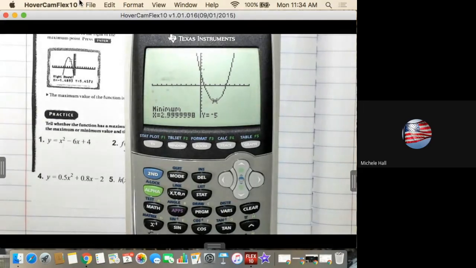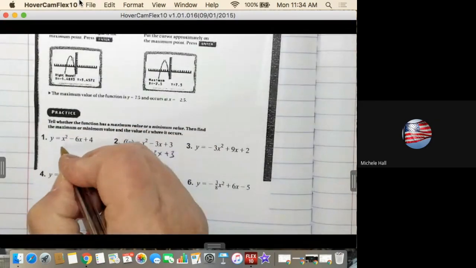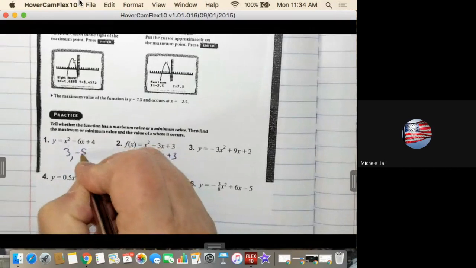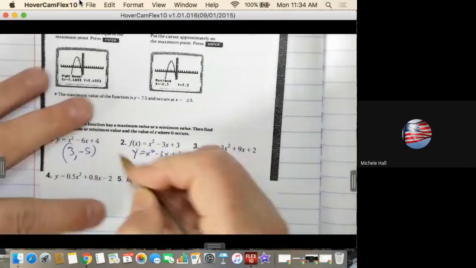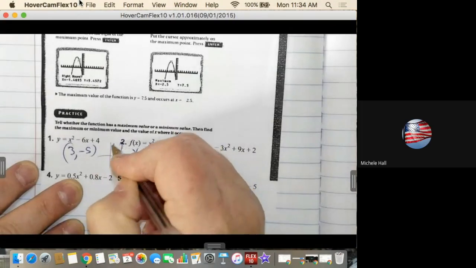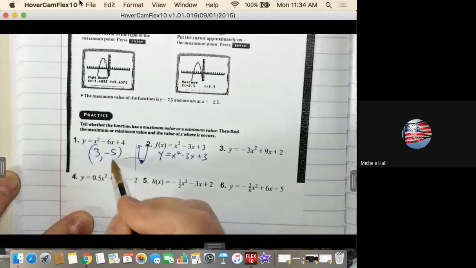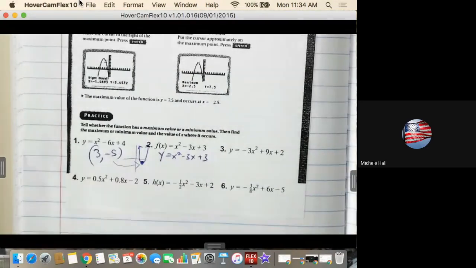So what is the minimum then? 3, comma, it's a point. 3, comma, negative 5. And I'm just going to go like this next to it. It's a point. Okay, the minimum value is an XY coordinate. It's a point, one single point.